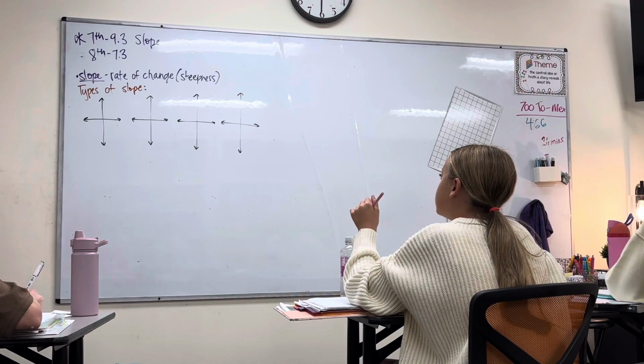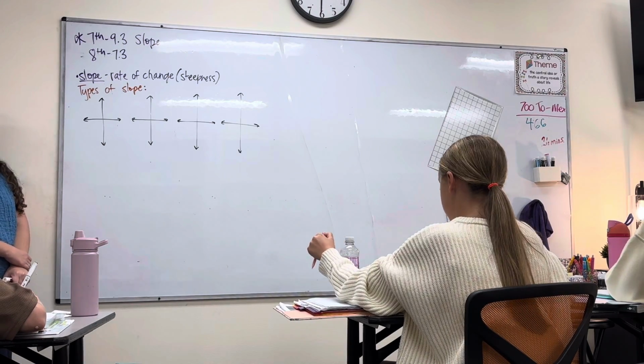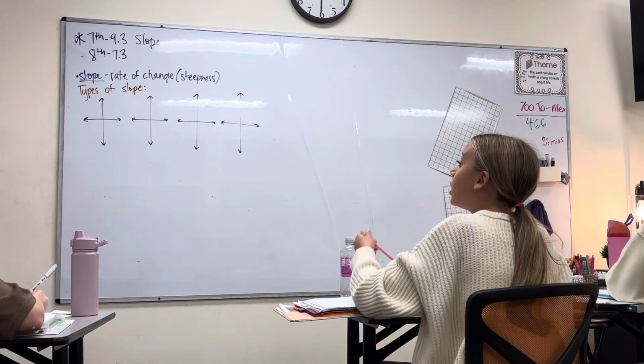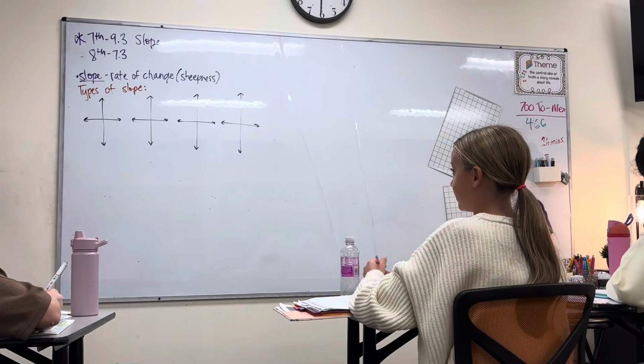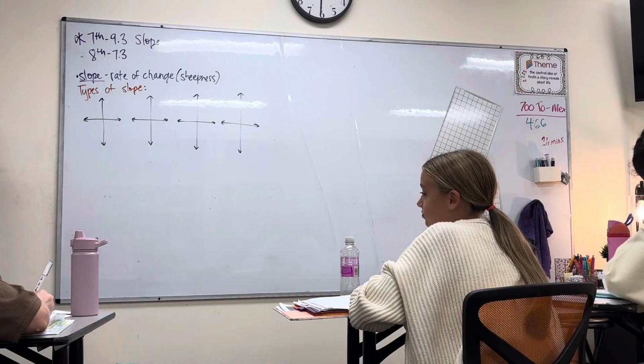Miss McHale, when you say types of slopes, does that mean each one's a different type? Yes. Each of these 4 is going to be a different type. I'm about to sketch them out. I haven't given you the graph yet. Just sketch them out. Doesn't have to be perfect.